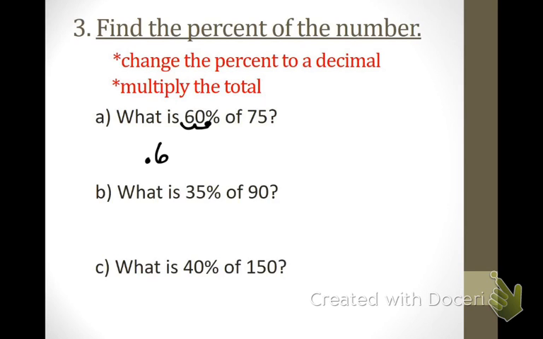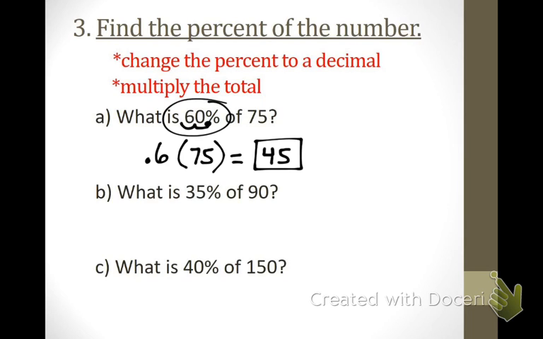So I'm taking 60% of 75. So you're just going to do 0.6 times 75. What is 0.6 times 75? 45. All right, you do not want to put a percent sign there, okay, because it's not 45%. You can see right here, we already know it's 60% of 75, so the answer is 45. I want you to try to do problem B on your own.